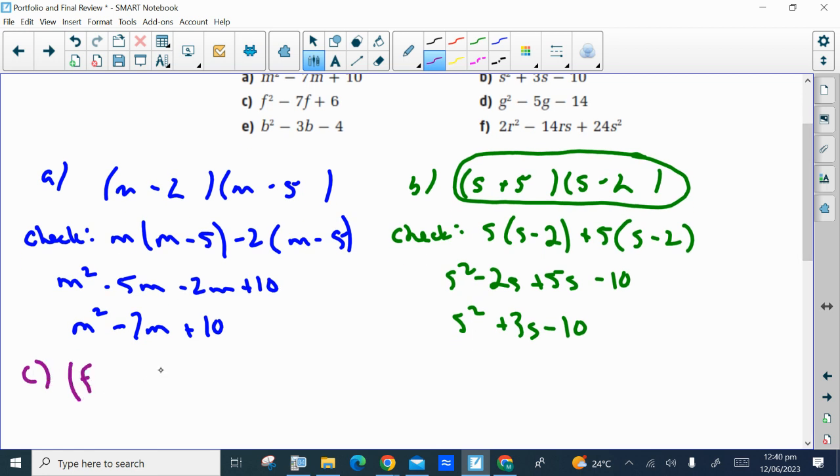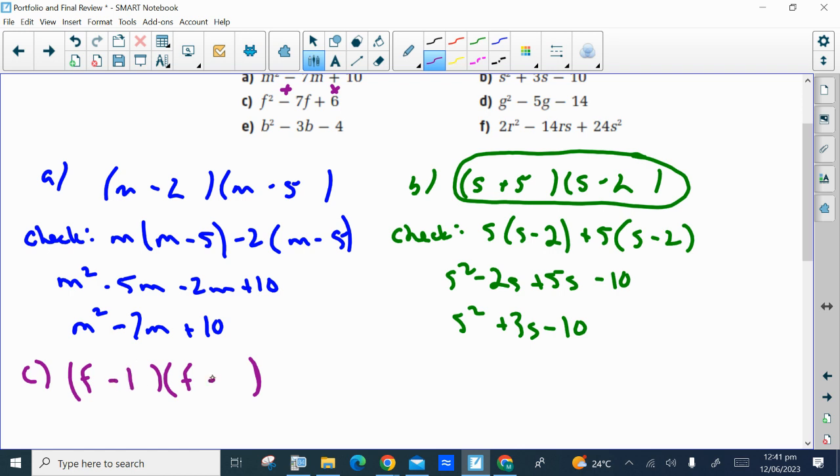There's no common factor there. It's a trinomial, so if there are factors, they will be binomial factors. The front terms multiply to get f squared. And we're looking for two numbers that multiply to get positive 6, add to get negative 7. They multiply to get a positive value, so their signs have to be the same. They add to get negative 7, which means they both have to be negative.